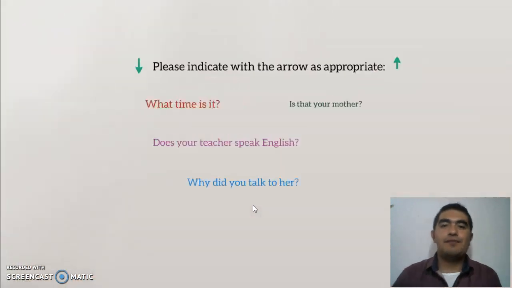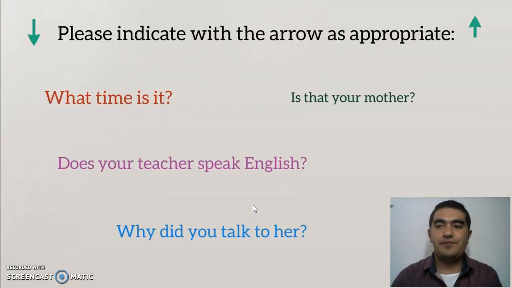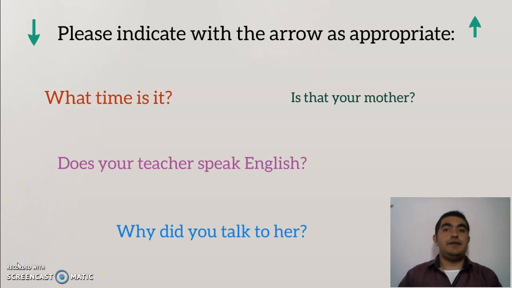Congratulations. Practice 3. Please indicate with the arrow as appropriate. What time is it? Is that your mother? Does your teacher speak English? Why did you talk to her? This question, how is the arrow going, up or down? Please write in the chat.